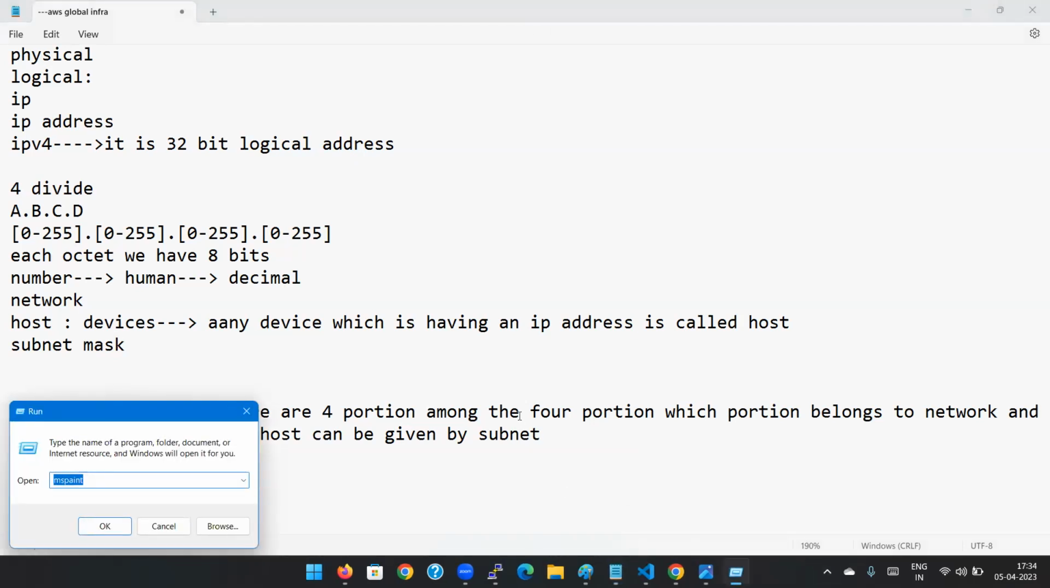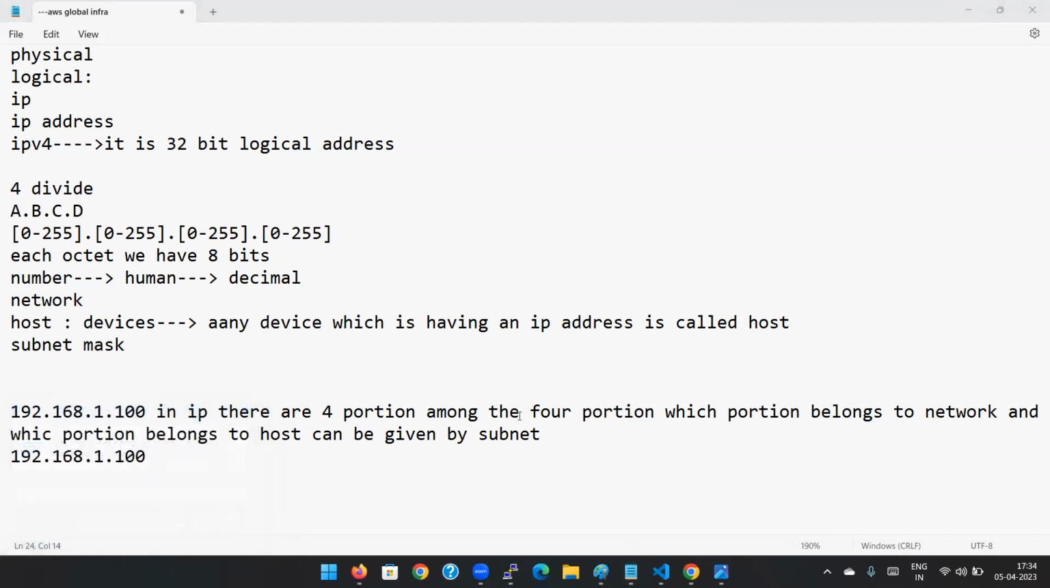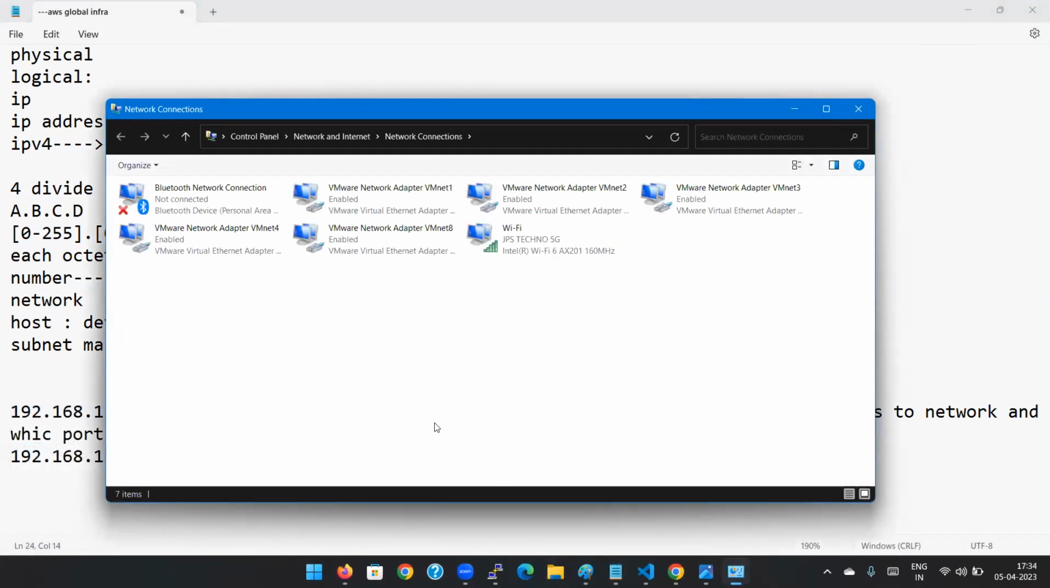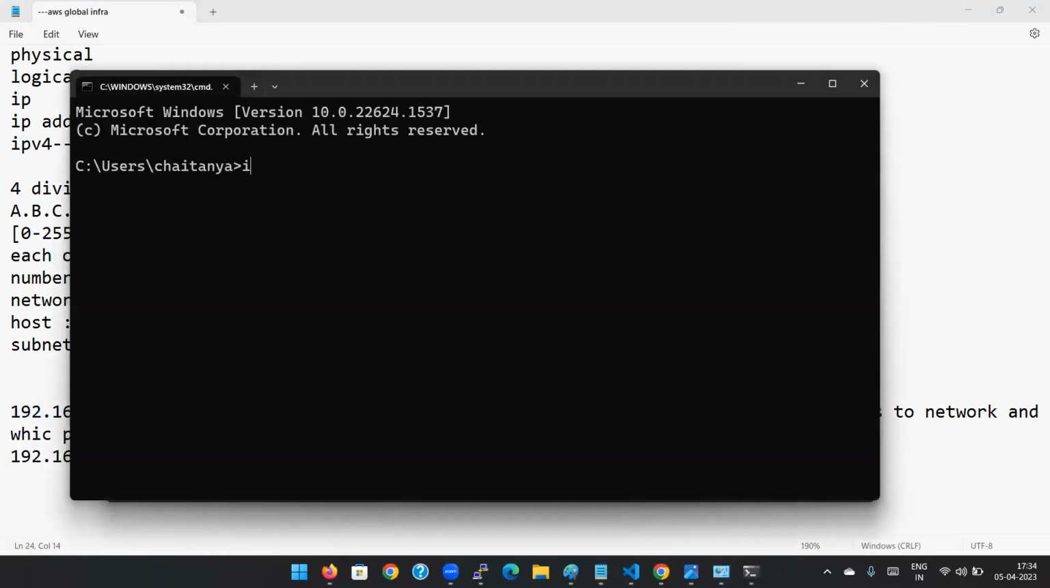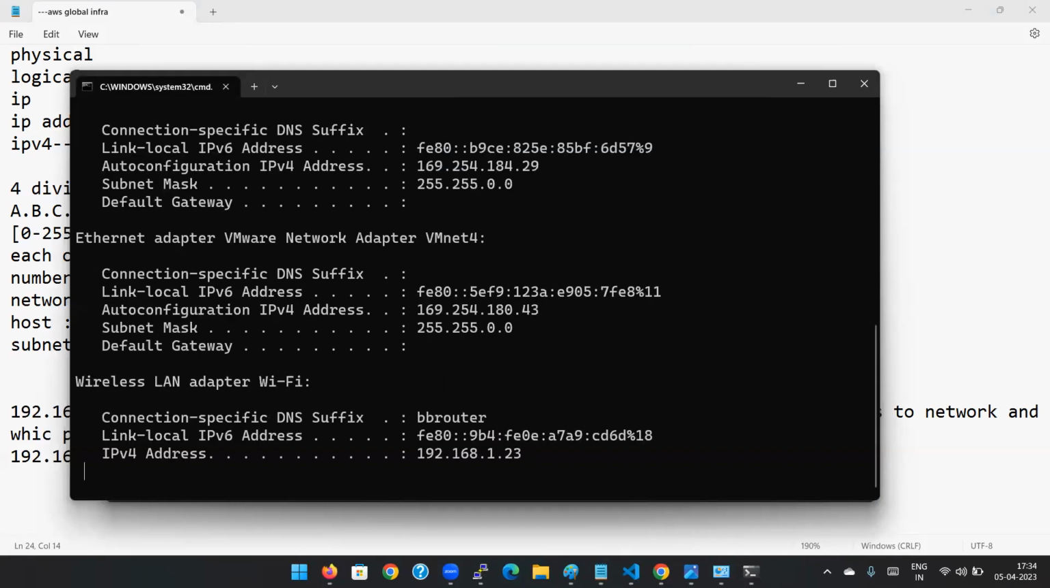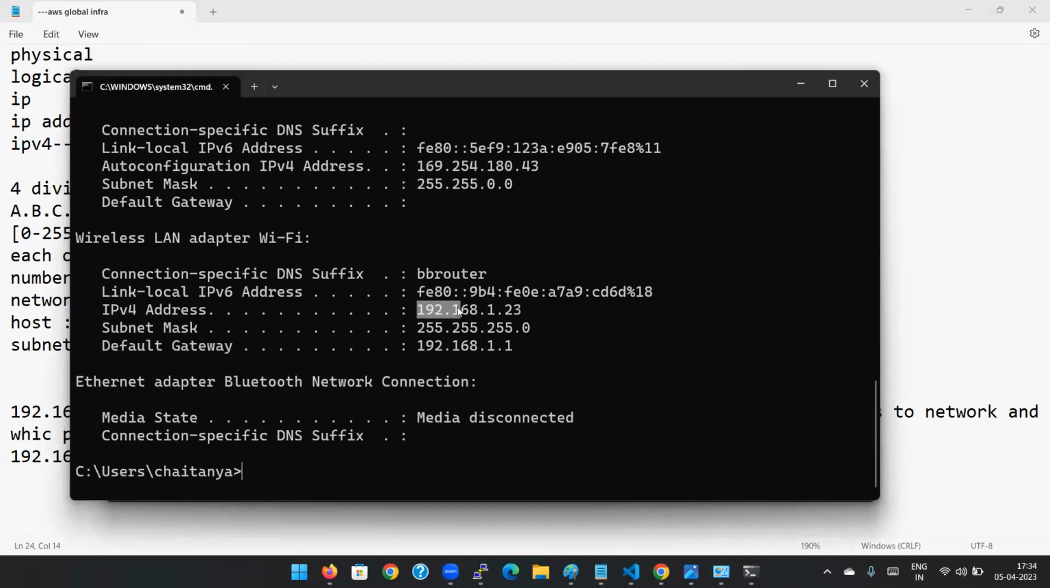For example, let me show you. I will go to my computer and configure the IP address. Or you can see it here also: in CMD, IP config. If I give this command, you can see the output: the IP address is 192.168.1.23. Below it you have a number called the subnet mask. Without this subnet mask, you cannot provide the IP address. If you provide the IP address to the computer without the subnet mask, the computer will not accept it.